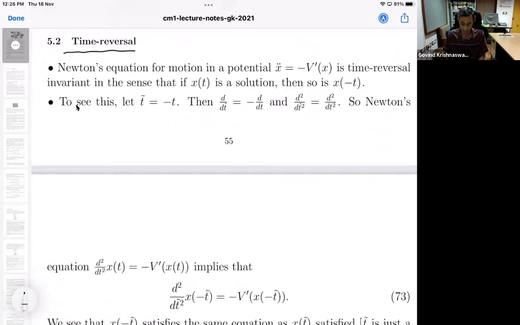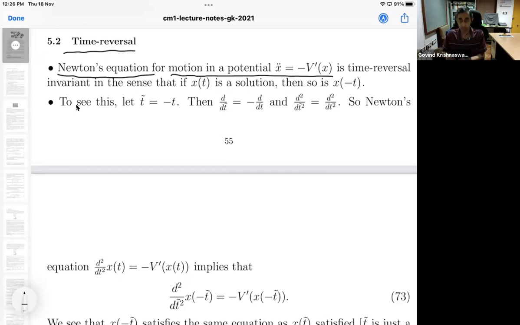Okay, so what do I mean by this? Please look carefully. Newton's equation for motion in a potential is the equation written here: x double dot is equal to minus V prime of x. One dimension for simplicity. This equation is time reversal invariant.